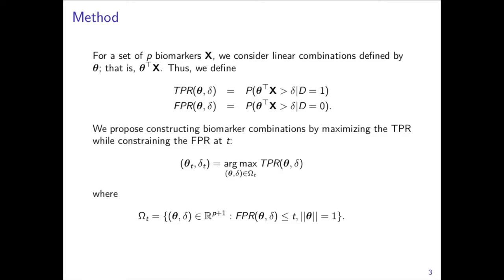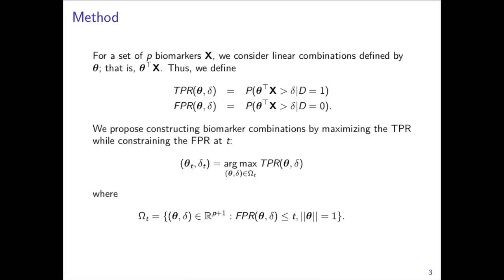So what we're proposing is constructing a biomarker combination by maximizing the true positive rate while constraining the false positive rate at some level t. That's what's written here, the maximizer of the true positive rate over the set omega t, where omega t is simply the values of the combination and threshold such that the false positive rate is constrained at t. We also have to impose some normalization constraints on theta so that it's identifiable, but it's not overly complicated. The idea here is that we're optimizing the true positive rate over a set where we constrain the false positive rate.